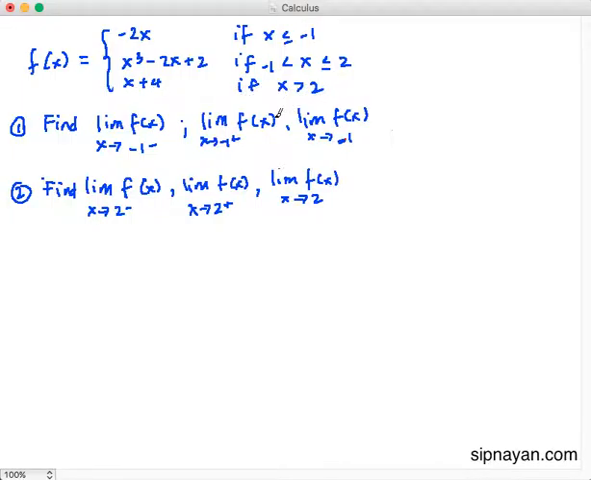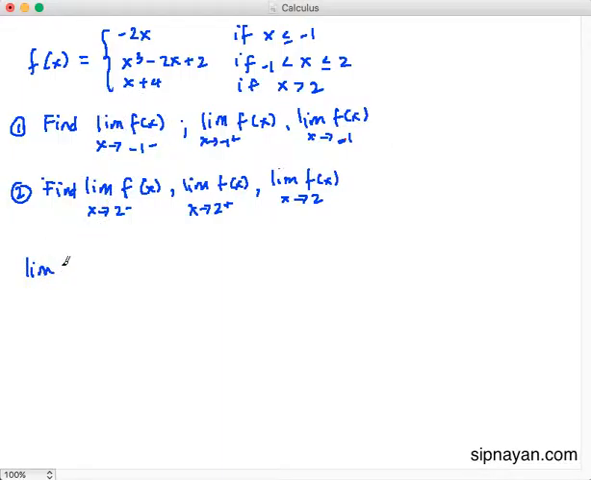What we will do is get the limit of f of x as x approaches negative 1 from the left, x approaches negative 1 from the right, and x as x approaches 1. If you remember our discussion in pre-calculus and in calculus itself, we call this the left-hand limit when it is from the left, and the right-hand limit when it is from the right. So let's compute the left-hand limit.